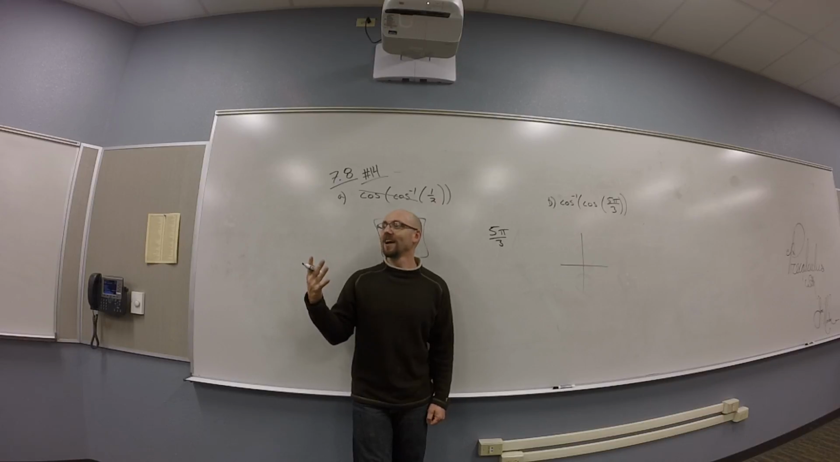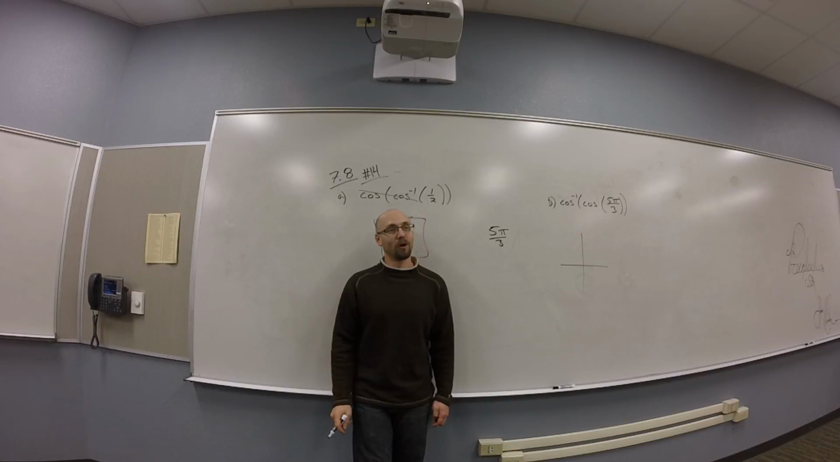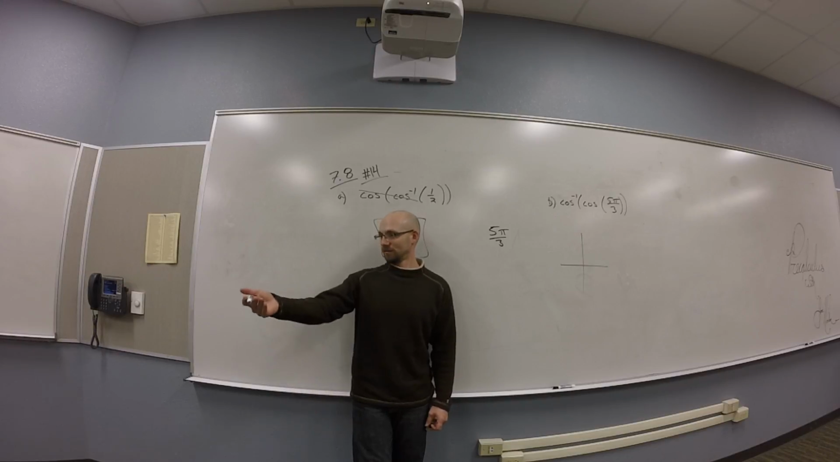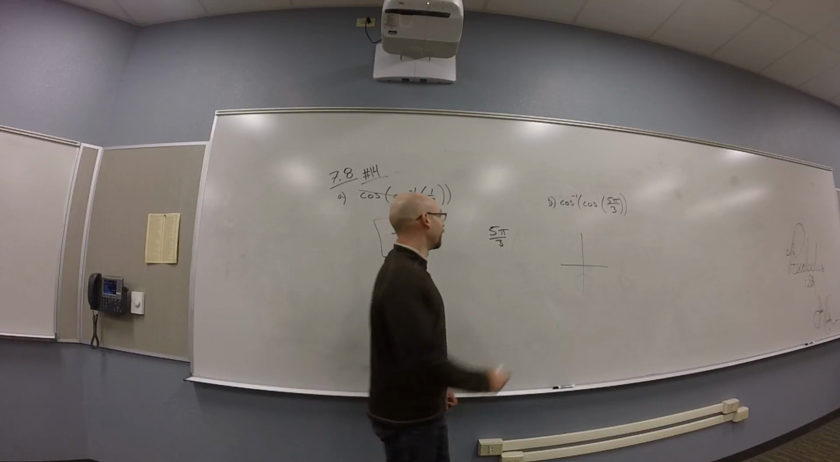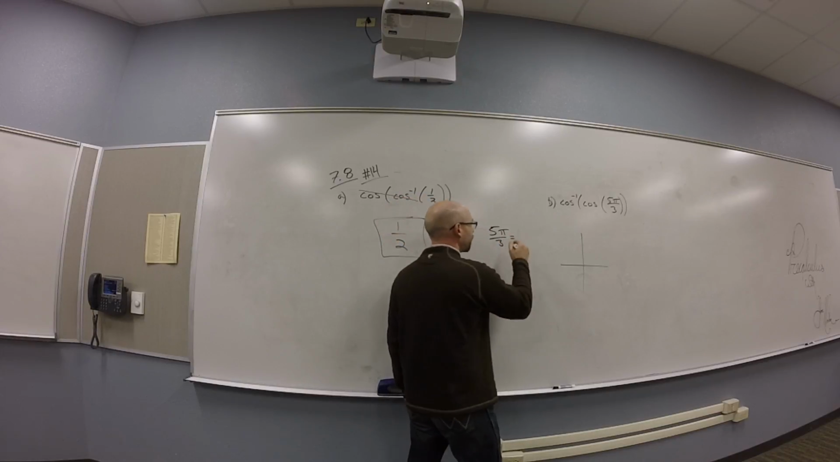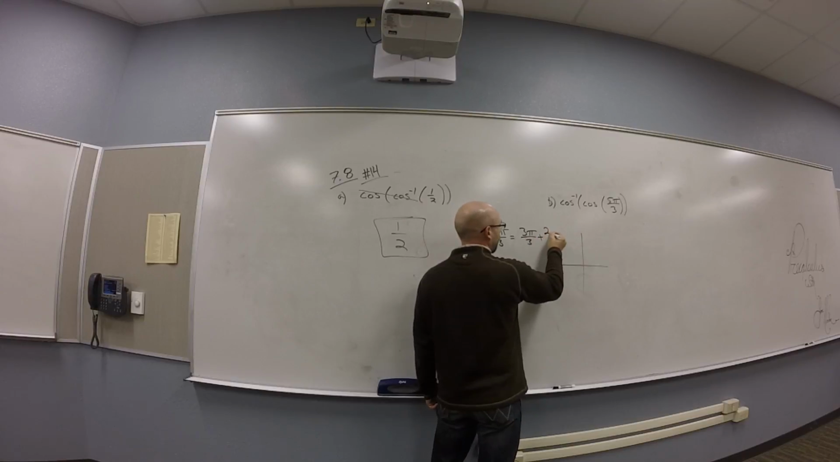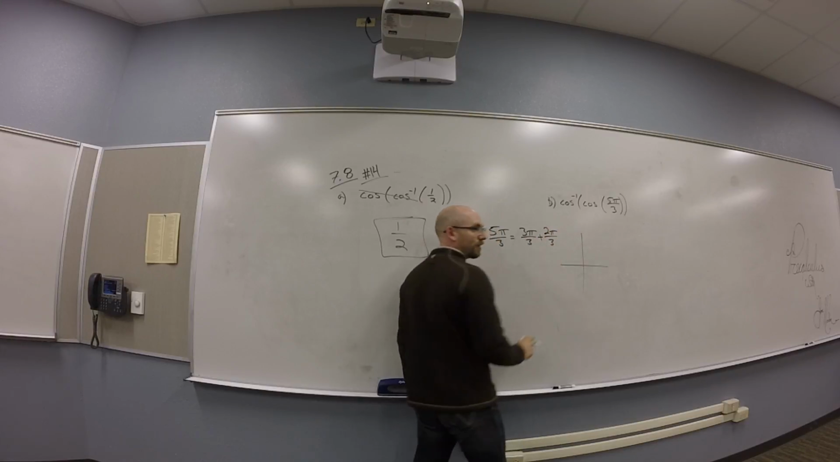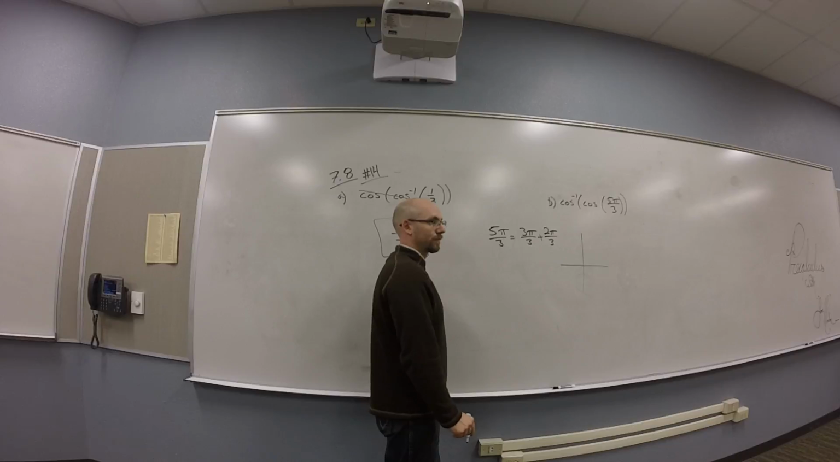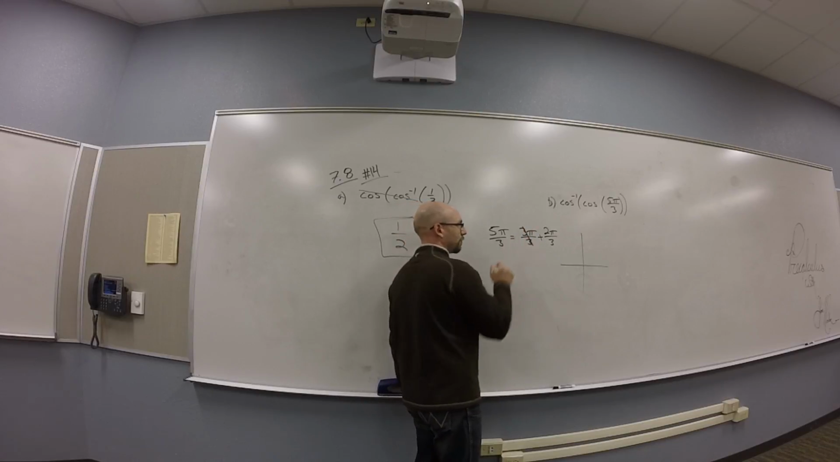How many pi over 3s make one pi? 3. So instead of thinking about this as 5 pi over 3, we could think of it as 3 pi over 3 plus 2 pi over 3, right?